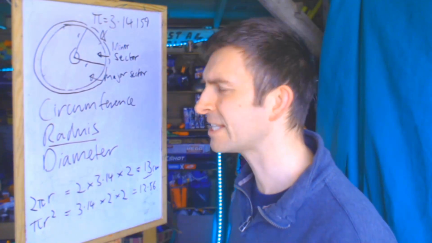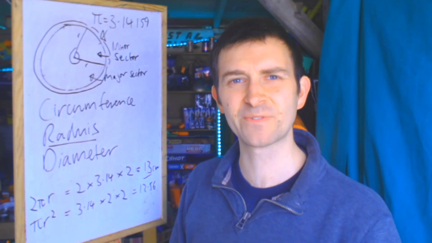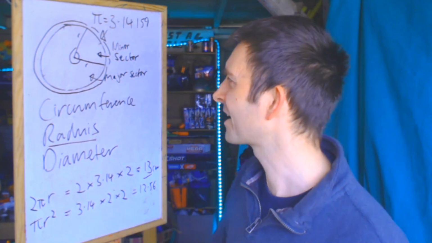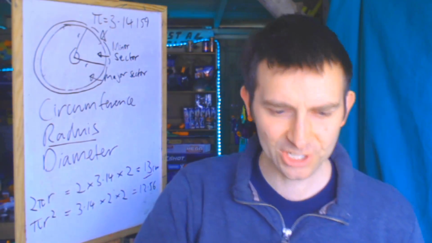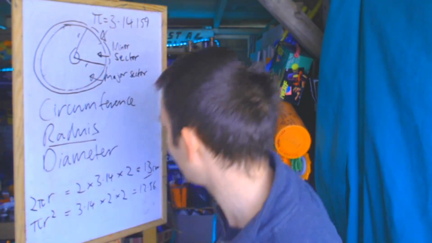Now, these parts of the circumference which are divided up are known as arcs. And again, you have a minor arc and a major arc. Anyway, we're going to get back to the question now. We're going to be dealing with that a little bit later. Let's just pick that up.